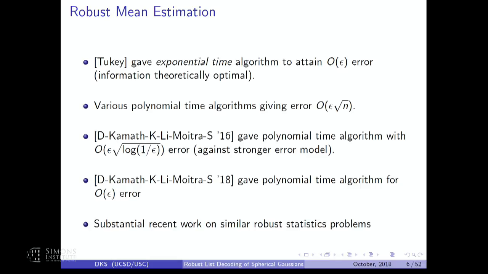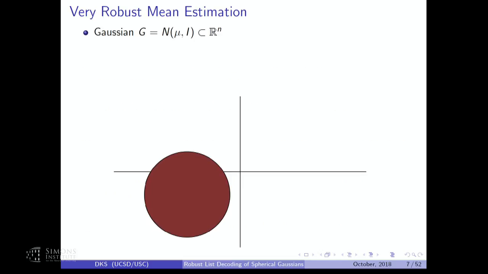So there's been substantial recent work on robust statistics on this and similar problems. And that's the easy version. Okay, let's make things more difficult.